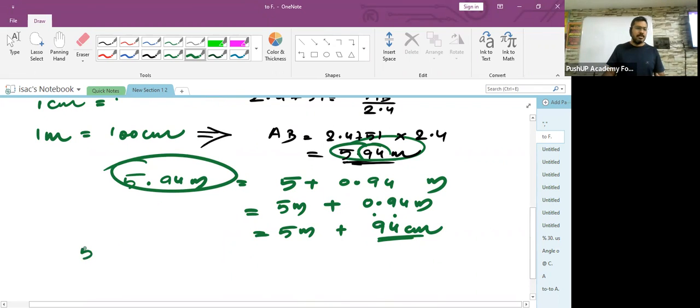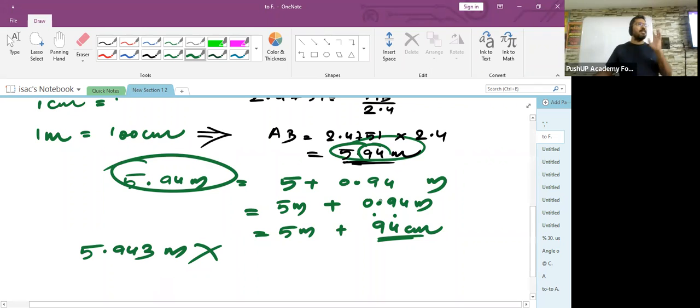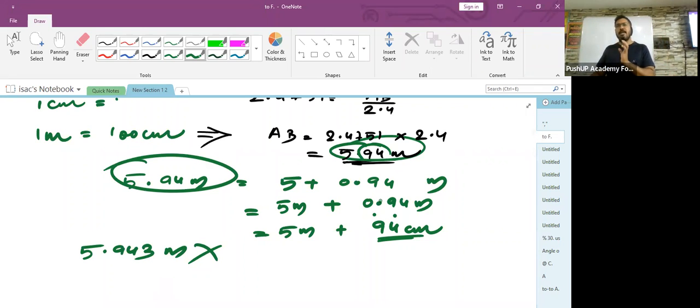So if your answer is written in meters, and if you write it as 5.943 meters, this technically is wrong. Okay, it is technically wrong. So even if they don't ask you to round it off to two decimal places, you should have the moral responsibility to convert it into two decimal places and write the final answer.